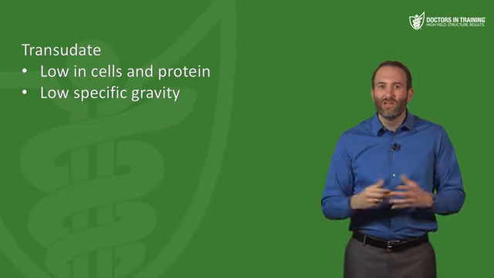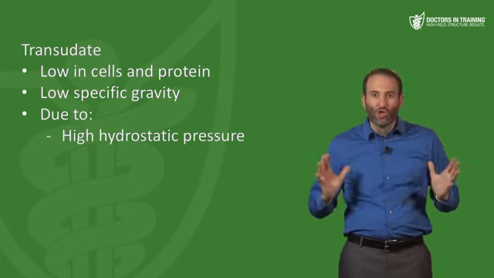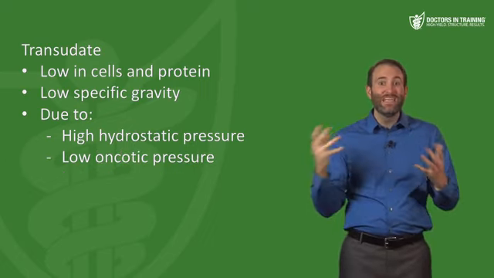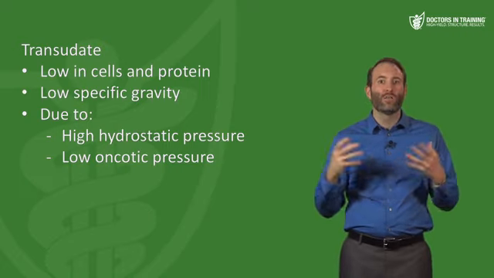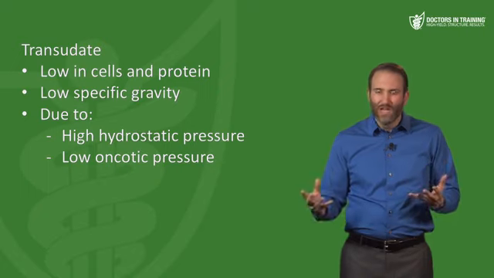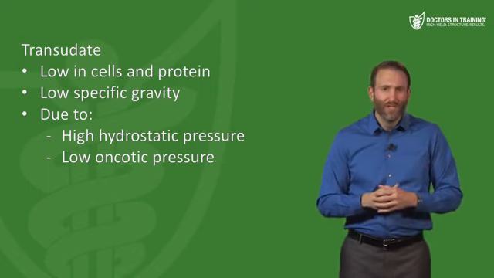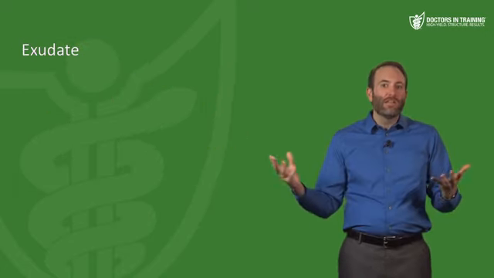Now, transudates can form because of high hydrostatic pressure. So pressure is basically pushing serum out of the vessel and into the tissue. Or it can also be due to decreased oncotic pressure. Now, proteins in the serum exert an osmotic pressure that tends to draw fluid in. But if your serum is really low in proteins, then you lose that effect and fluid will leak out of the vessel.